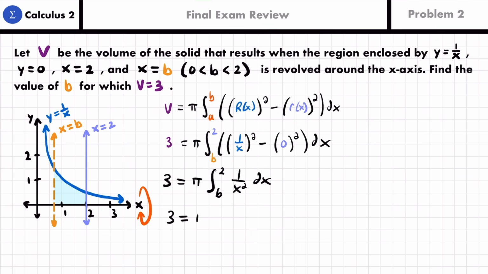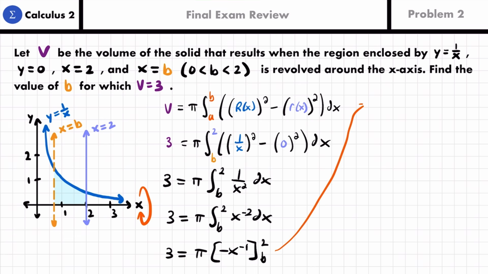We'd have 3 is equal to pi times the integral from b to 2 of x to the power of negative 2 dx. And then using the power rule for integration, you want to add 1 to that exponent and then divide by that new exponent. So negative 2 plus 1 is negative 1, and then you want to divide by negative 1. So that will give you that 3 is equal to pi times negative x to the power of negative 1, evaluated from b to 2. Okay, again, negative 2 plus 1 is negative 1, so you have x to the power of negative 1, and then dividing by negative 1 gives you negative x to the power of negative 1.